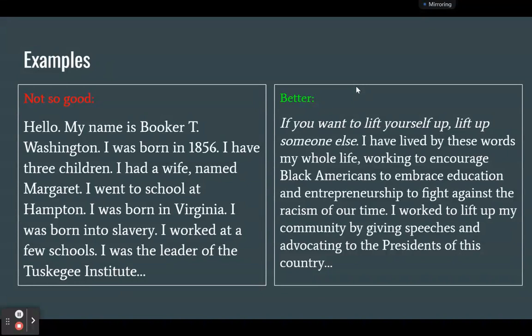When you write your speech, there are good and bad speeches. A good speech uses quotes from the person. You speak like that person. You try to focus on the bigger ideas of why you are important. You don't just list a bunch of facts. So I suggest you pause right now and take a look at these two examples of a Booker T. Washington speech.